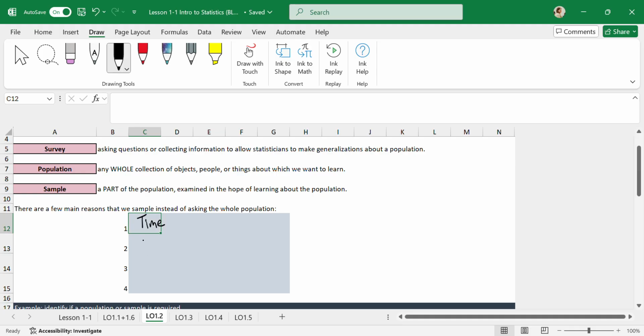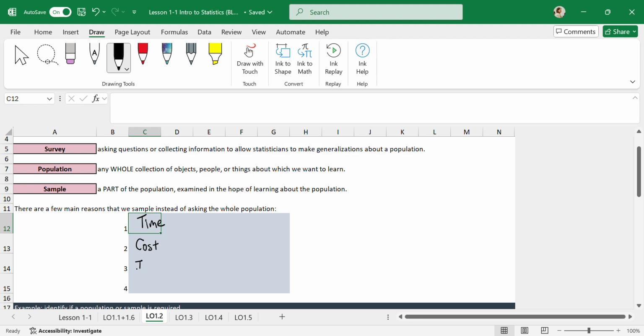The second reason is cost. A lot of the time when you're doing a survey, you may need to print materials. You have to hire somebody to actually go out and ask the people questions, and it just costs too much money to ask that many people.